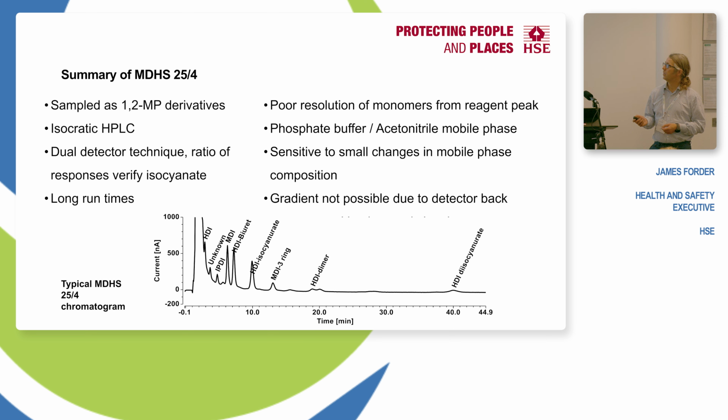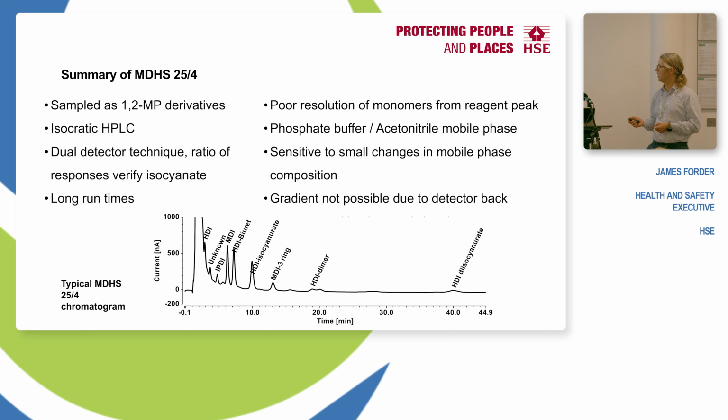So, the current position in MTHS25 is the sample is used in a derivatization reaction with 1,2-methoxyphenylpiperazine, and then measured with isocratic HPLC. So that's the continuous mobile phase, same composition, which is pumped through a column. It's a phosphate buffer with acetonitrile, and you use a dual detector technique, and the ratio of responses from the two detectors verifies the type of isocyanate. So you can quantify based on the response from one monomer, and use that to measure the polymers of that species in the same response. So you don't need to calibrate for everything.